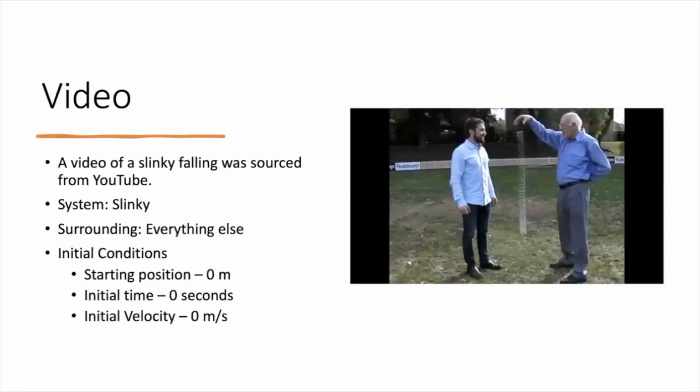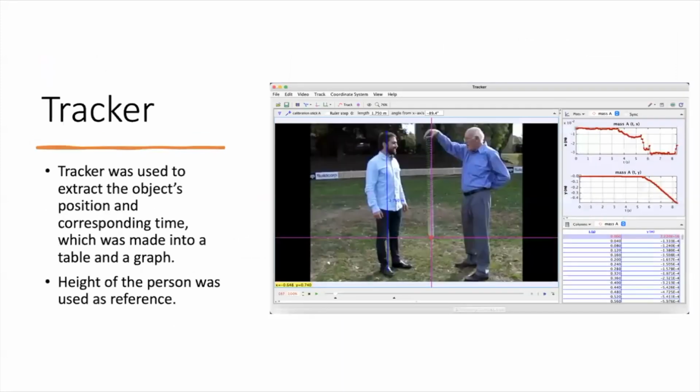A video of a slinky falling was sourced from YouTube. The system is the slinky, and the surroundings are everything else. Initial conditions were starting position 0 meters, initial time 0 seconds, and initial velocity 0 meters per second. Afterward, Tracker was used to extract the object's position and corresponding time, which was made into a table and graph, and the height of the person, which is 1.75 meters, was used as a reference.